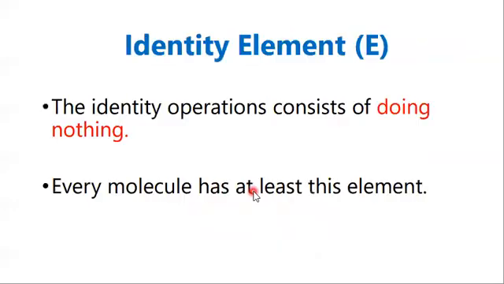The final one is known as the identity element. That is known as doing nothing, or in other words, we rotate through 360 degrees. So every molecule has at least this element, because we are doing nothing or we are rotating through 360 degrees.